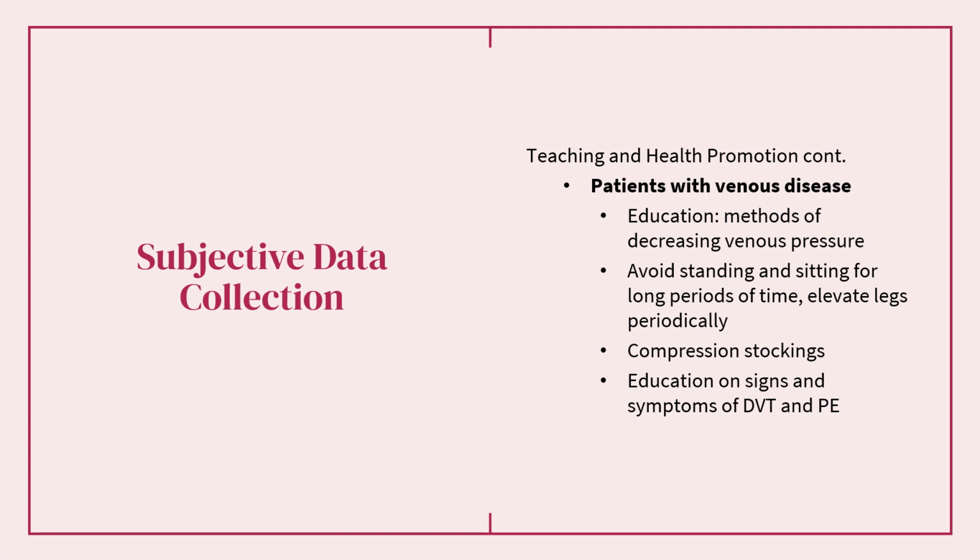So now we're going to be talking about some more subjective data, teaching and health promotion for patients with venous disease. So remember, venous disease is all about blood not returning effectively to the heart, and it leads to pooling, swelling, and increased venous pressure. So our goal is simple: to decrease venous pressure and improve circulation by talking to the patients about avoiding prolonged standing or sitting, encouraging frequent movement, elevating their legs periodically.